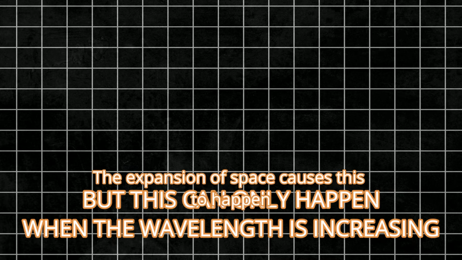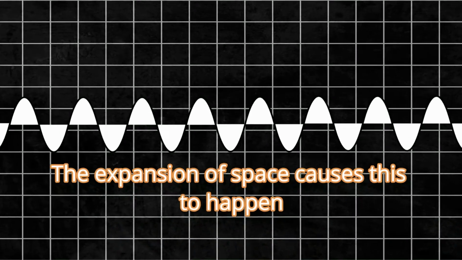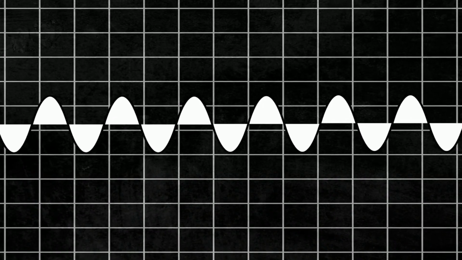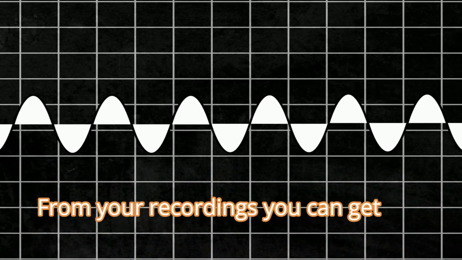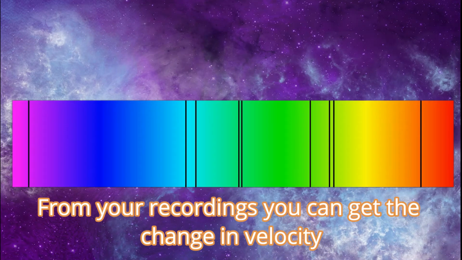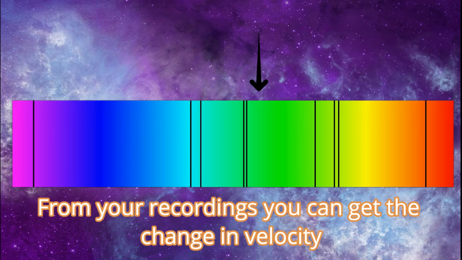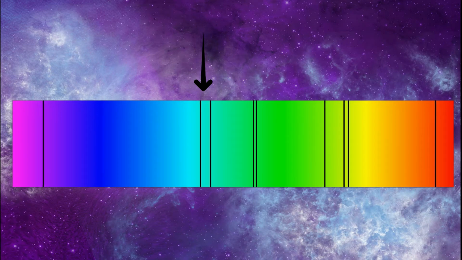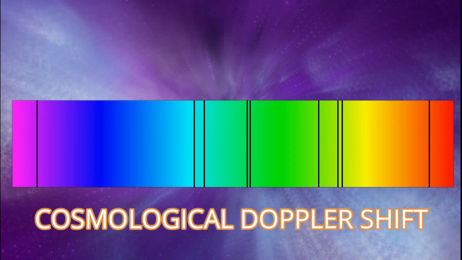This can only happen when the wavelength is increasing. And yes, so it is. The expansion of space pulls the wavelength, so we see a red shift. From your recordings, you can get the change in wavelength and calculate it to find the speed at which the object is moving away from you. This shifting of wavelength is known as the cosmological Doppler shift.